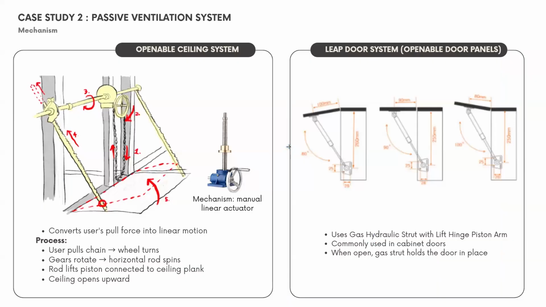Looking at these two operable systems, how the mechanism works: for the ceiling, it is using a manual linear actuator. The user has to pull the chain and then the wheels will turn and the ceiling panel will open. Then the lift door system is much easier and simpler, which uses a gas hydraulic strut with a lift hitch piston arm, which is commonly used in cabinet doors. So when you open it, it lifts slowly and softly.